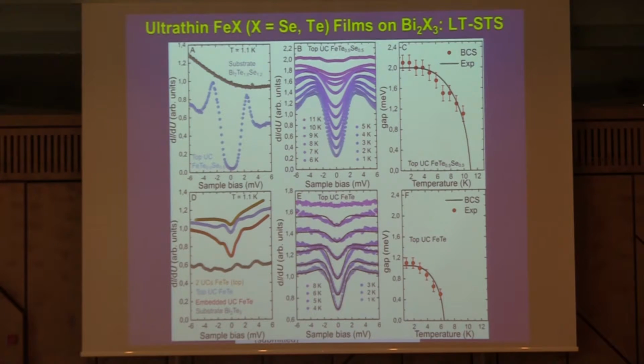Here, of course, we have to admit that the gap is much more pronounced. We have a U-shaped gap with much more pronounced coherence peaks here. But the temperature dependence is very similar, and basically the fit now yields a transition temperature of 11 K for the ternary system, which is close to the bulk TC value of around 13 K.